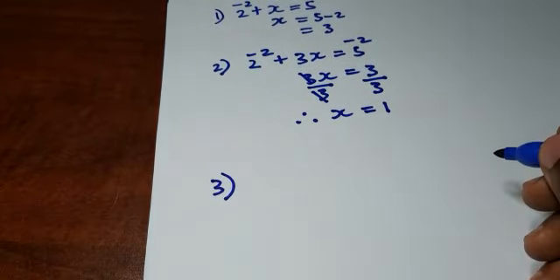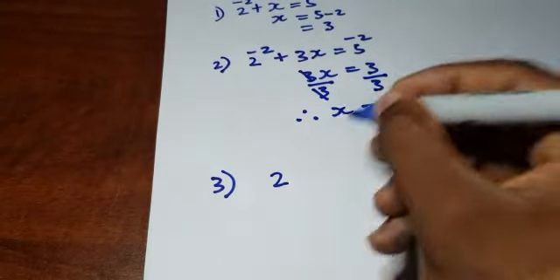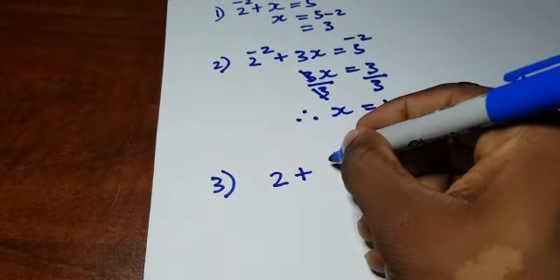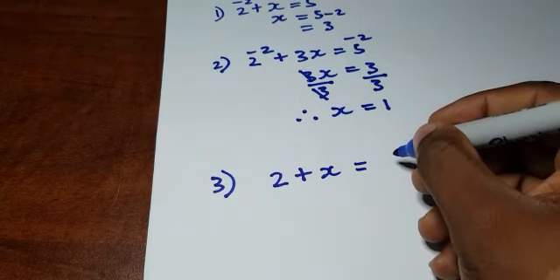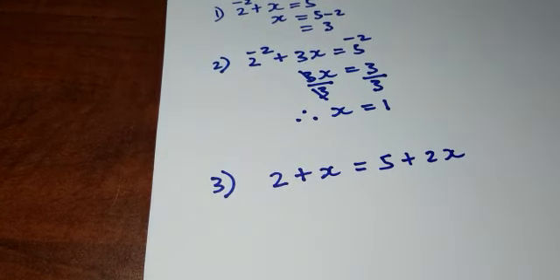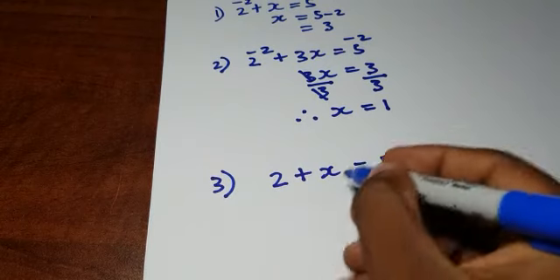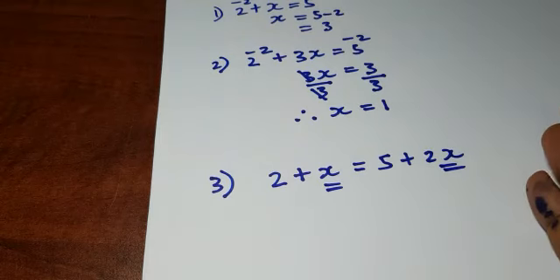Example 3. Say we have a question. So let us use back 2 plus x equal, this time, 5 plus 2x. Now we have x on both sides of the equation. So we have an x on this side and 2x on this side of the equation. So the strategy here is to get the x's on one side of the equation and the numbers on the other side of the equation.